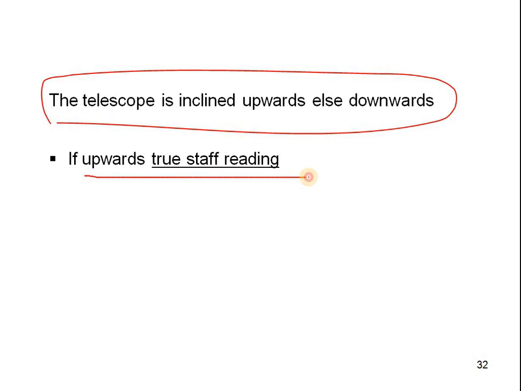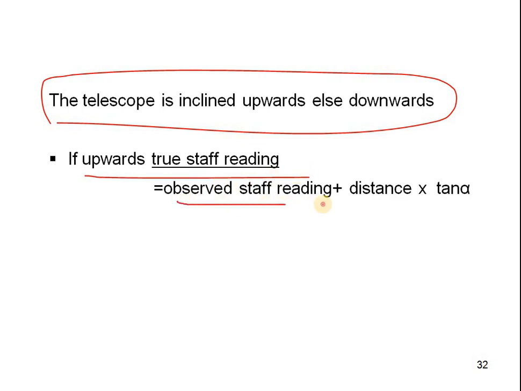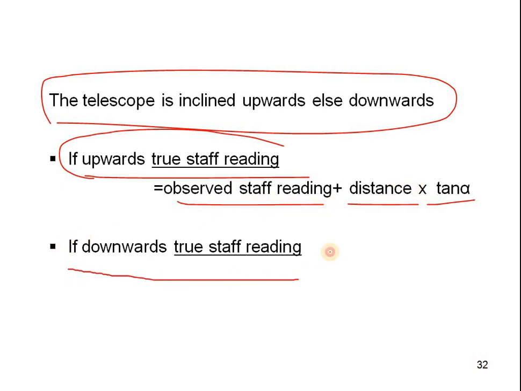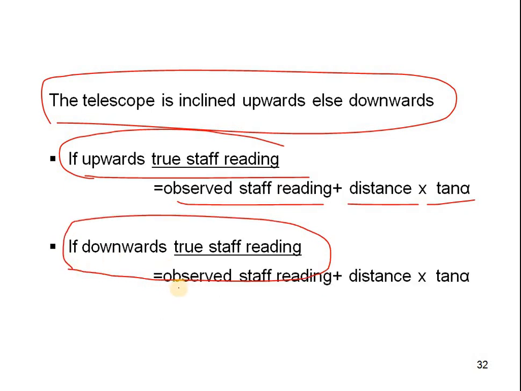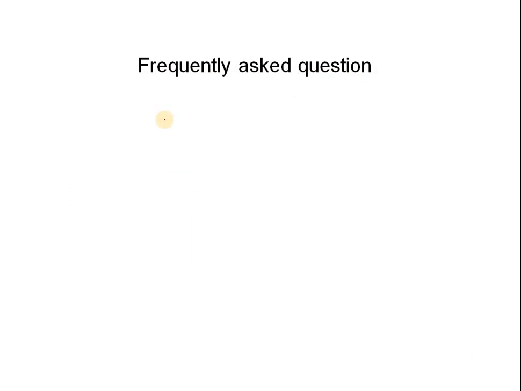If upwards, true staff reading is equal to observed staff reading plus distance into tan alpha. Remember this formula. If upward, true staff reading is observed staff reading plus distance into tan alpha, then if downwards, true staff reading is observed staff reading minus distance into tan alpha.